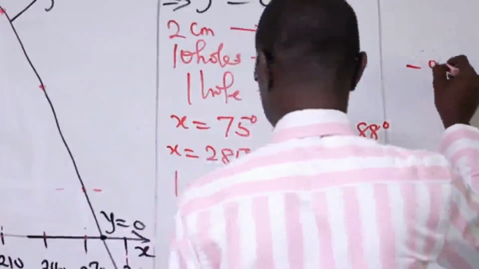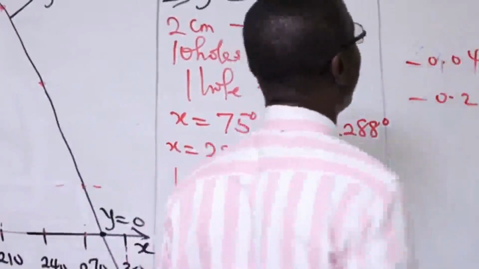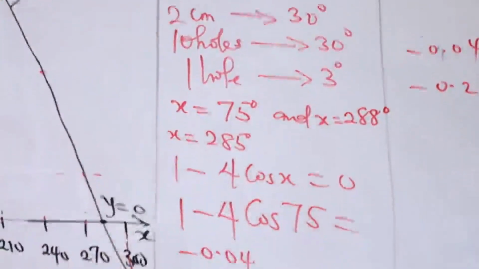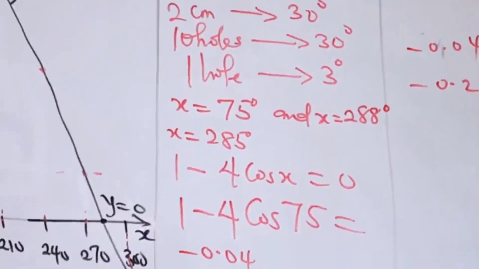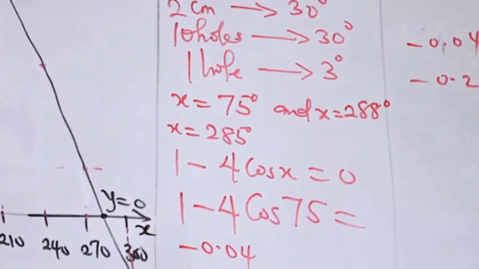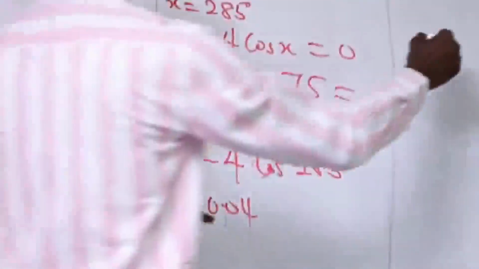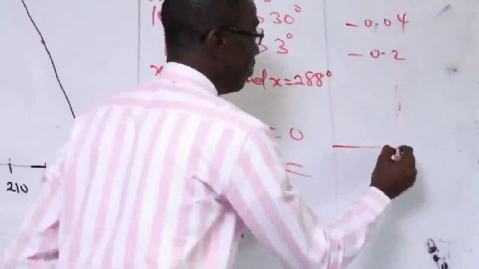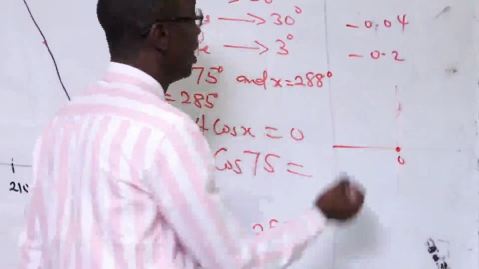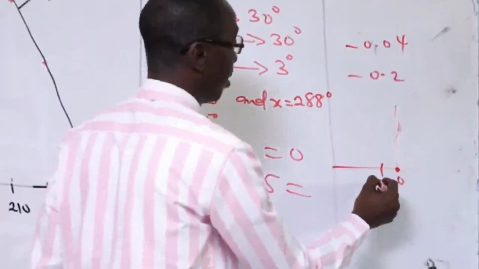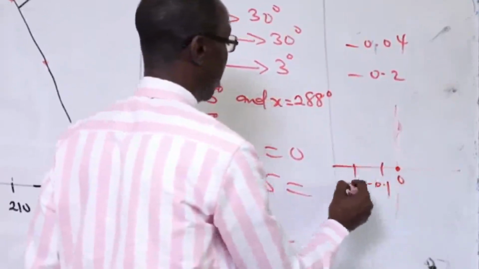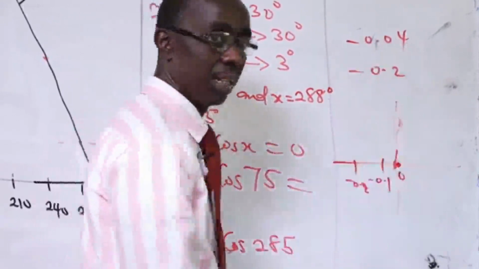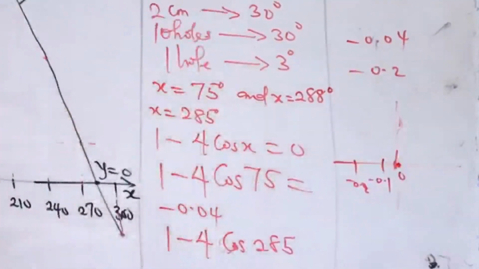Which one is closer to 0, minus 0.04 or minus 0.2? Thank you, minus 0.04. Go on the scale of numbers. You don't even need one. If this is 0, this is the negative side. Which one is closer to 0? This is minus 0.1, minus 0.2. Where will you put minus 0.04? Is it not almost here? It's almost landing on 0.